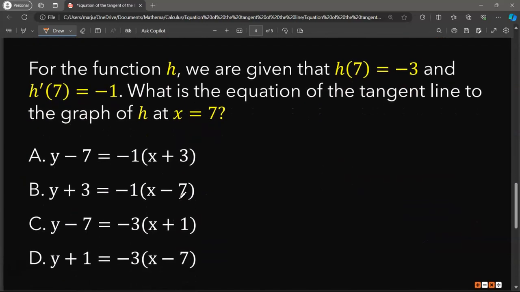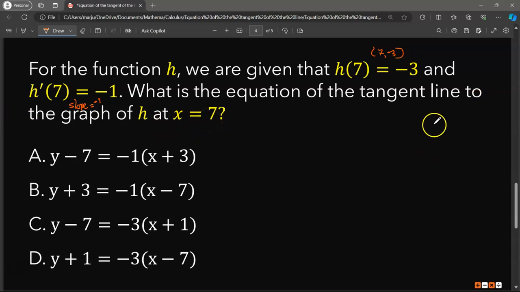Number 3. For the function h, we are given that h of 7 equals negative 3. Again, this is a point, so we have 7, negative 3. And the slope is negative 1. What is the equation of the tangent line to the graph of h at x equals 7?